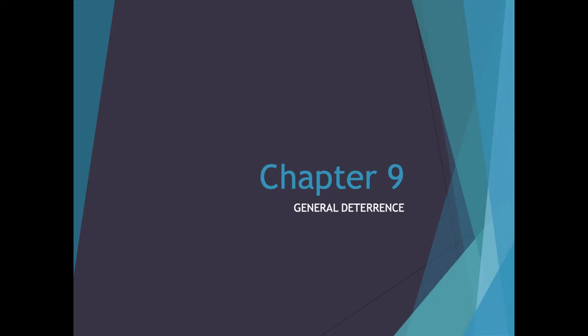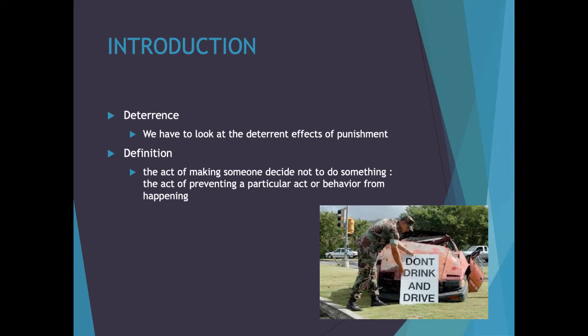This is Chapter 9 where we go over general deterrence. All right, introduction. We're going to look at deterrence, and when we look at deterrence, we have to look at the deterrent effects of different types of punishment. The definition of deterrence is the act of making someone decide not to do something, and the act of preventing a particular act or behavior from happening.